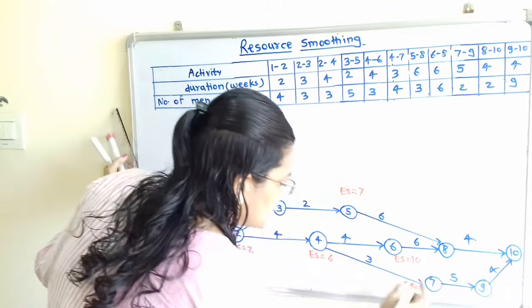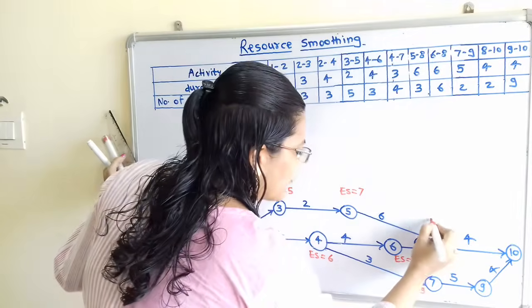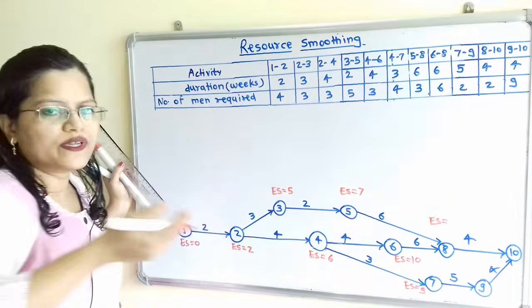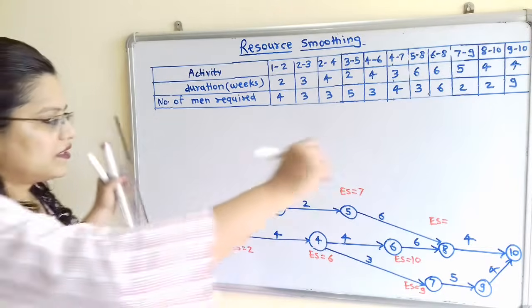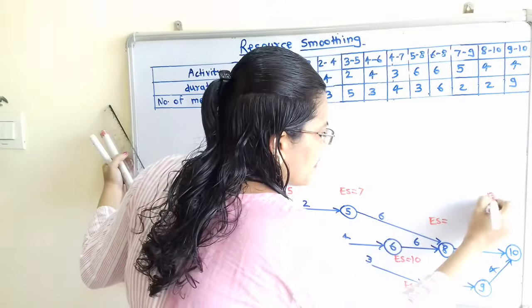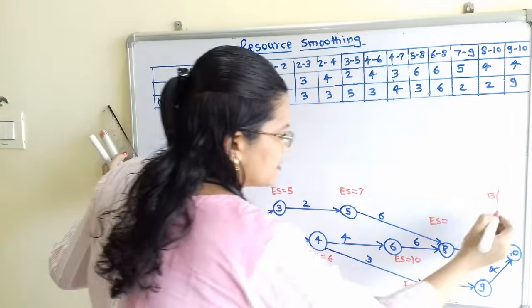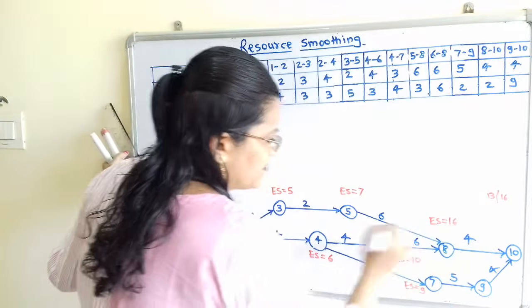So 6 plus 3, that is 9. Then at node 8, value of ES. So there are two incoming arrows, so we have to select here. So 6 plus 7, that is 13, or 10 plus 6, that is 16. So we have to choose the highest value, that is 16.